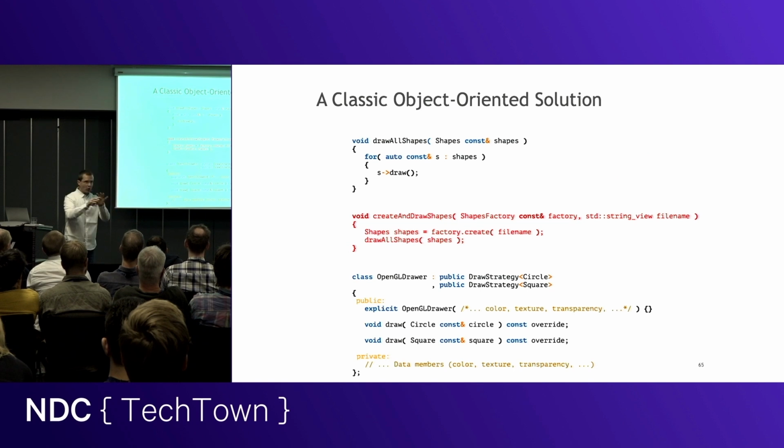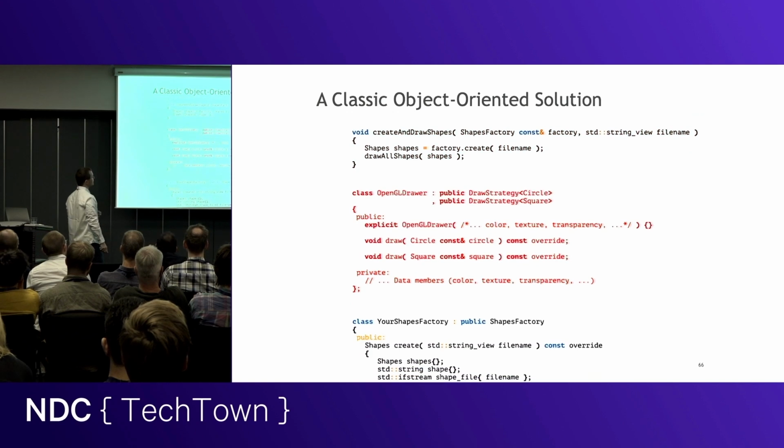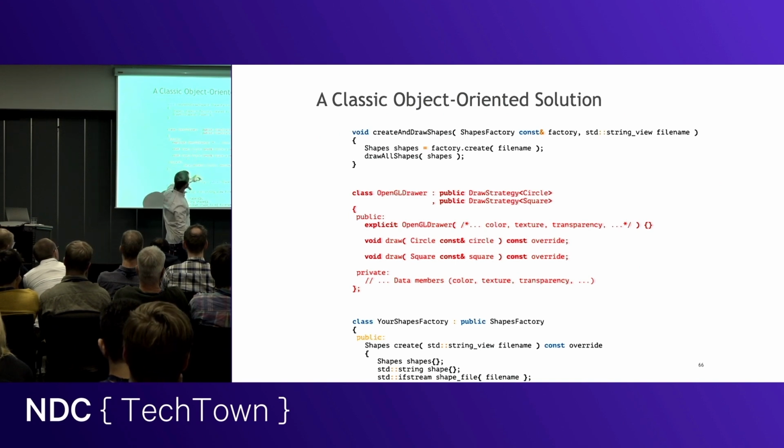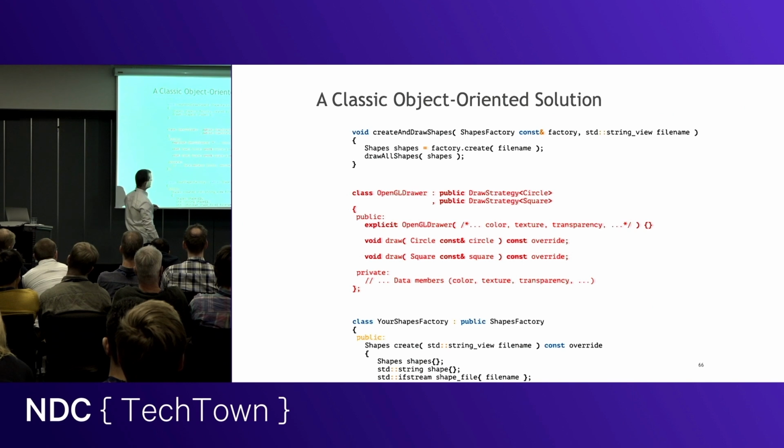All right, now that all of this is in place, we can actually start to do some real work. So we could, for instance, do the drawing by means of OpenGL. This is what my OpenGL drawer does. OpenGL drawer has a couple of base classes because it implements the draw strategy for circle and for square, potentially a few more. And so it implements a couple of draw functions by means of OpenGL, of course. So it stores colors, textures, transparencies, whatever is required.